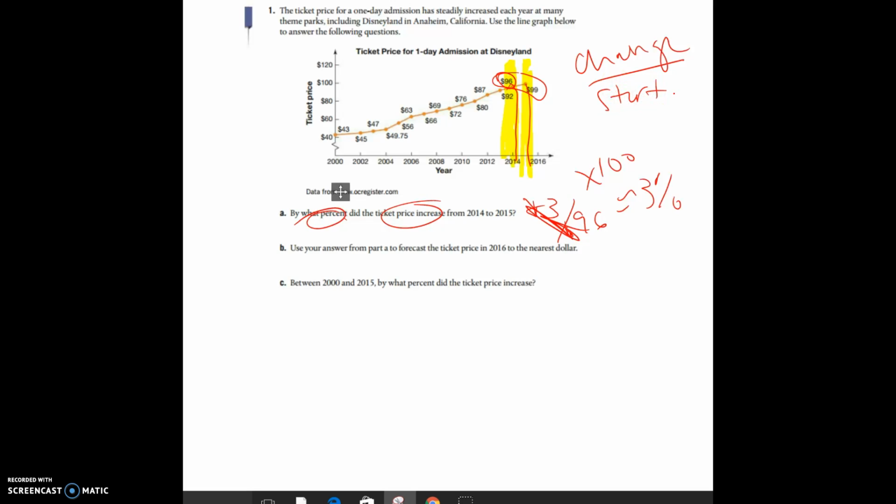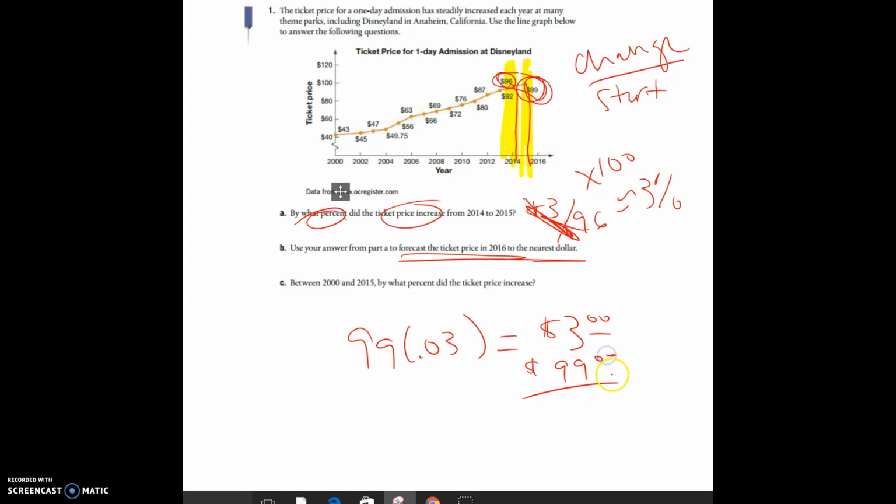Okay, so the next one. Forecast what you think it was going to be in 2016. So if Disney was 99 in the year 2015, we could think it's going to go up by 3%, figure out that, which rounds to about $3. We could add it to the original price from the previous year, and we could think, oh, it's going to be about $102.